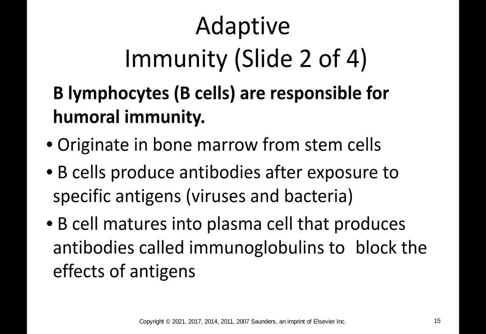The B cells are responsible for humoral immunity. These originate in the bone marrow from stem cells. They produce antibodies after exposure to specific antigens such as viruses and bacteria. A B cell matures into a plasma cell that produces antibodies called immunoglobulins to block the future effects of that specific antigen.